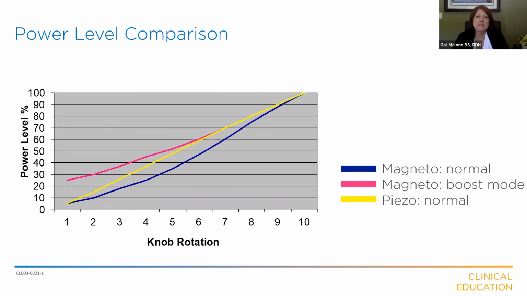And then you can see the yellow line, which is piezo technology with a clear linear path from low to high power. And that pink or magenta line demonstrates magnetostrictive technology in the boost mode. So at the lowest power settings, when we activate boost mode, we're going to get the greatest amount of increase in power. And then as we go up the scale, you can see that we still get an increase in power, but it's not as great simply because we're operating at a higher power from the start.